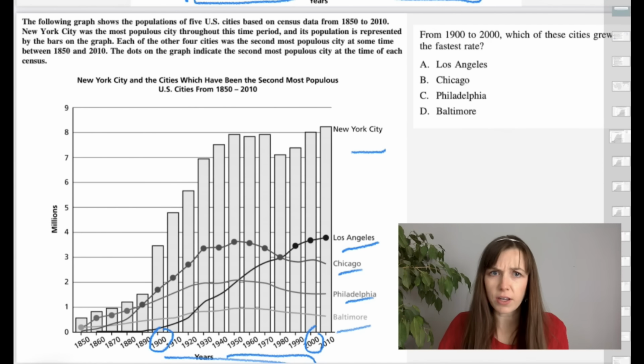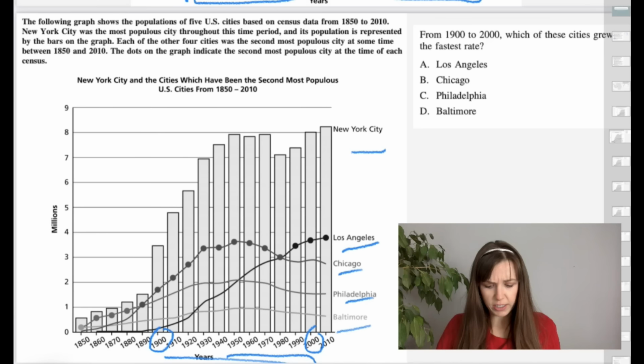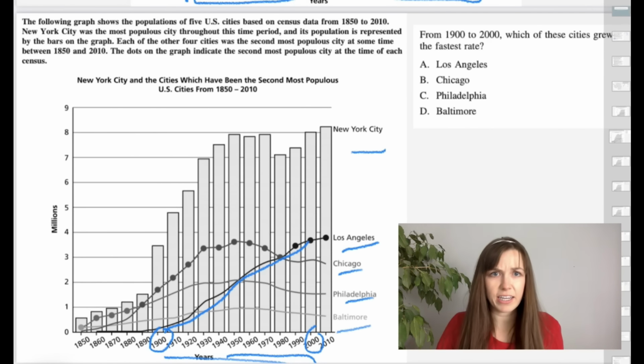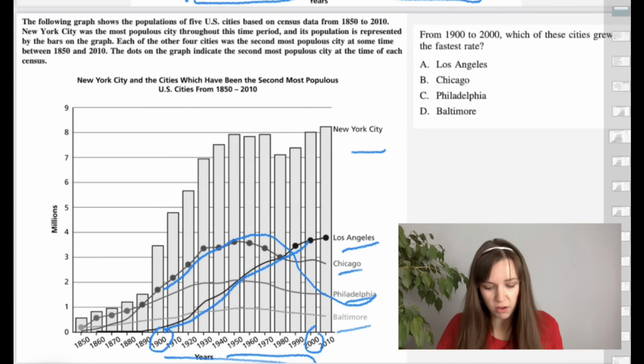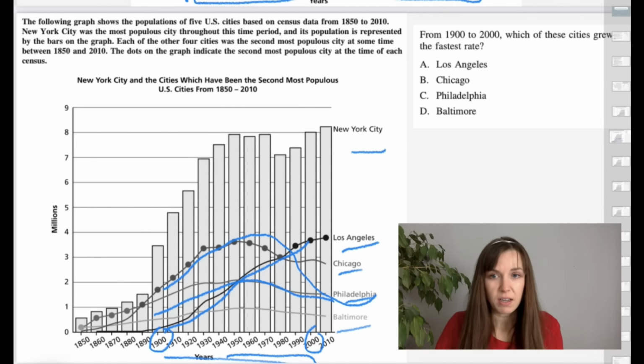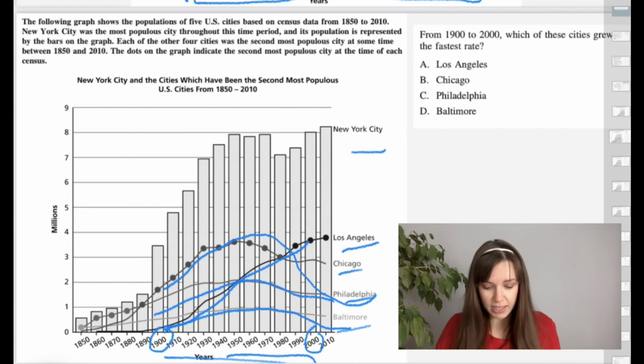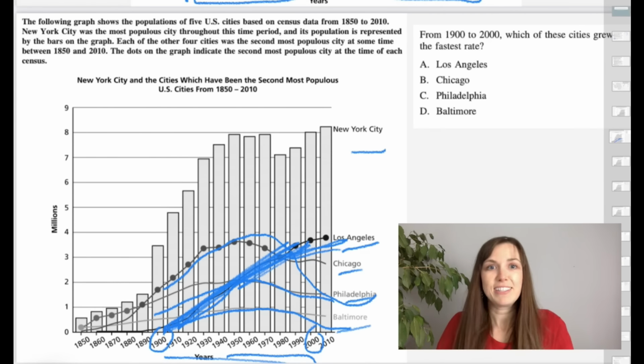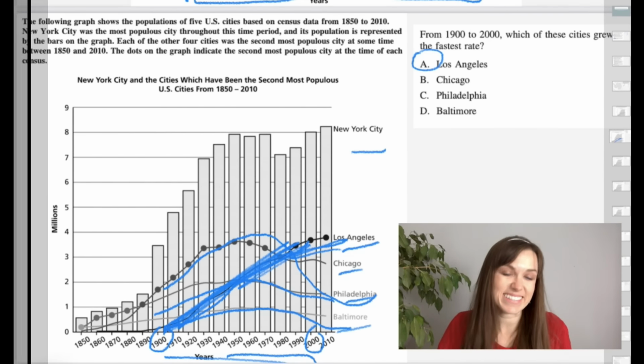Okay, so let's kind of look. We've got Los Angeles. Looks like it's growing pretty fast. Look at that line going up. Chicago, it goes up, and then look, it starts to kind of go down a little bit. Oops, my line was a little too long. Philadelphia, it goes up, and then it kind of goes down. Baltimore is up and then down, but pretty steady. So which grew at the fastest rate? Definitely Los Angeles. Look at this line. It's like going straight up. So the answer would definitely be A.